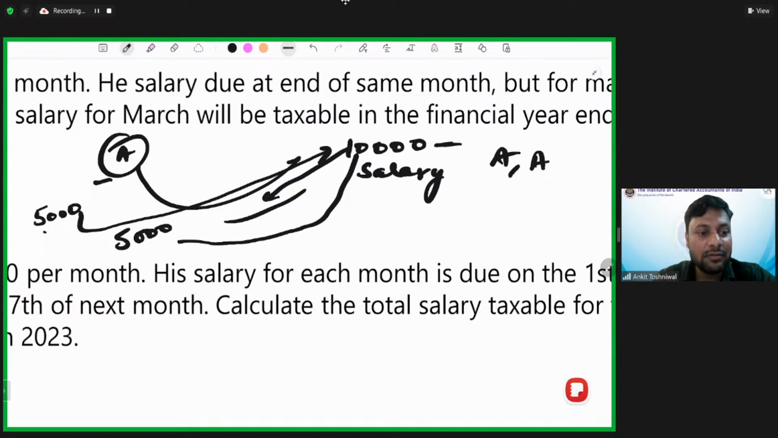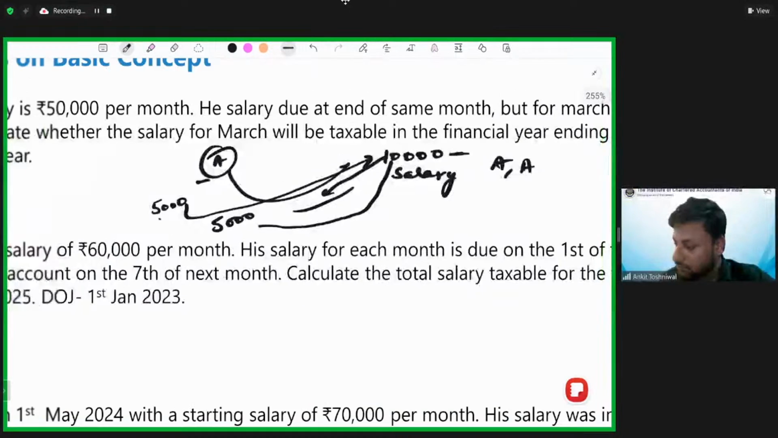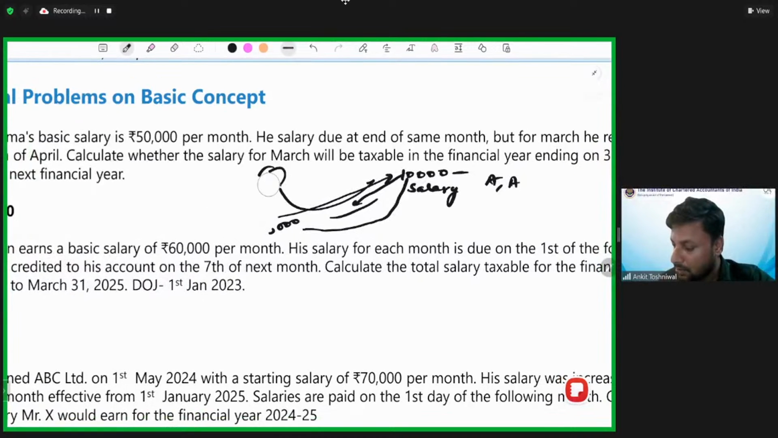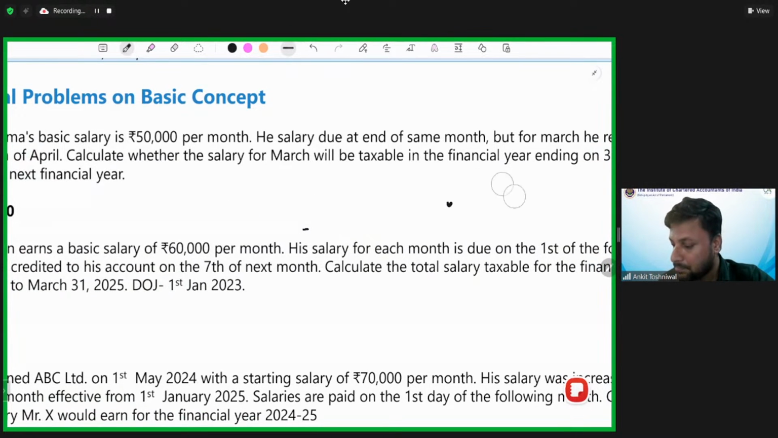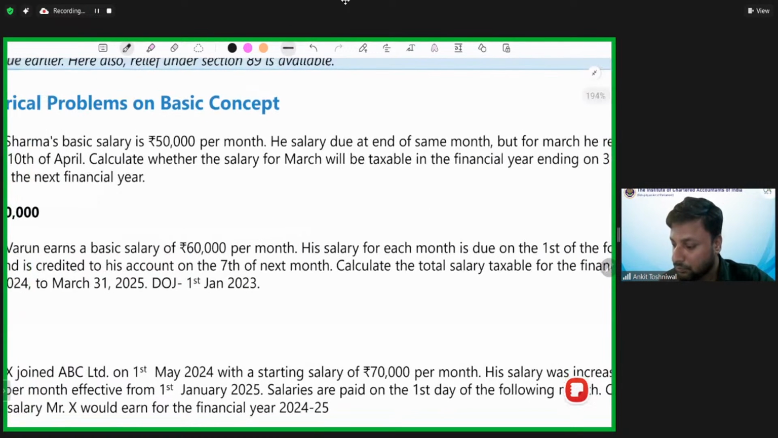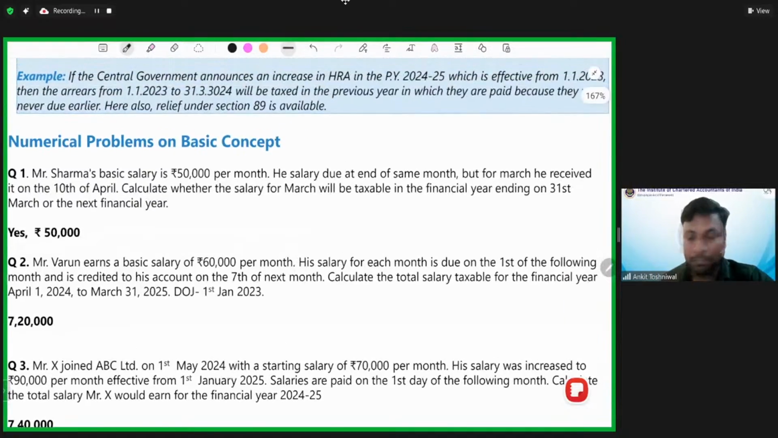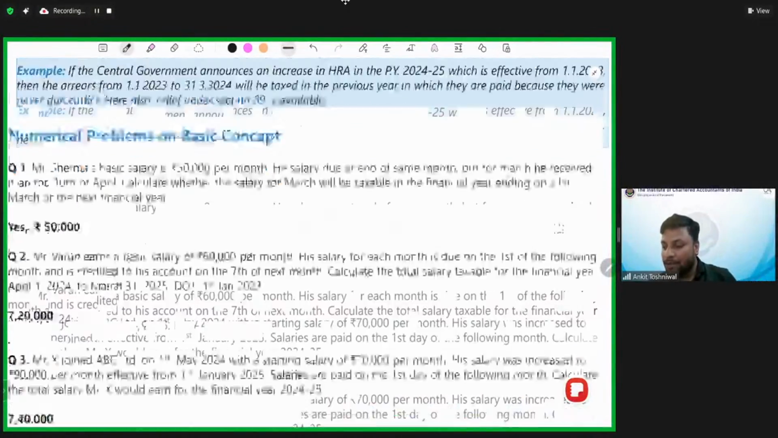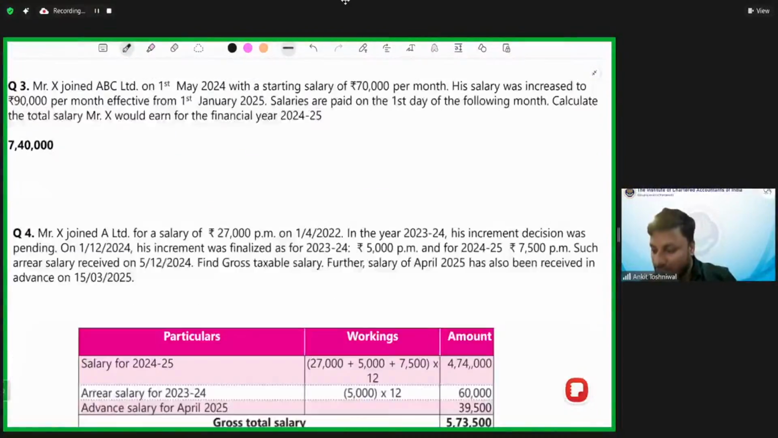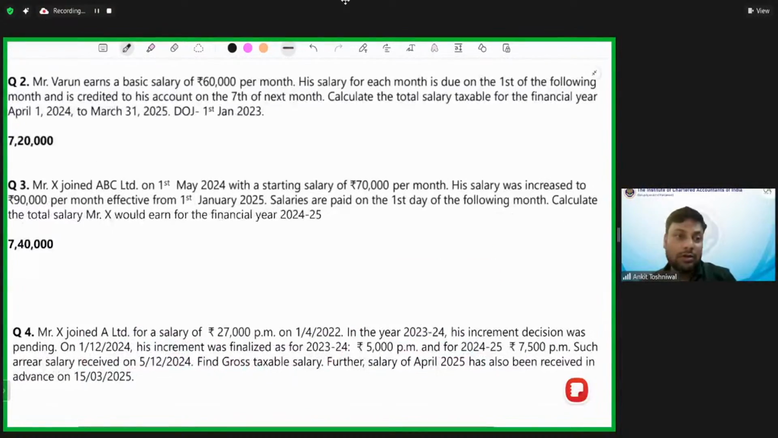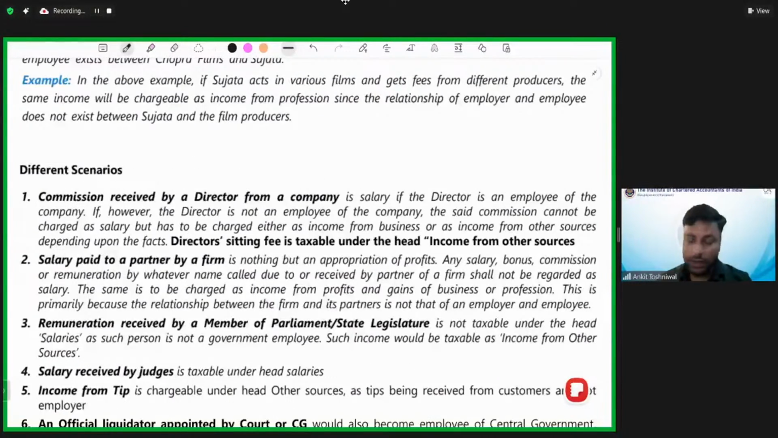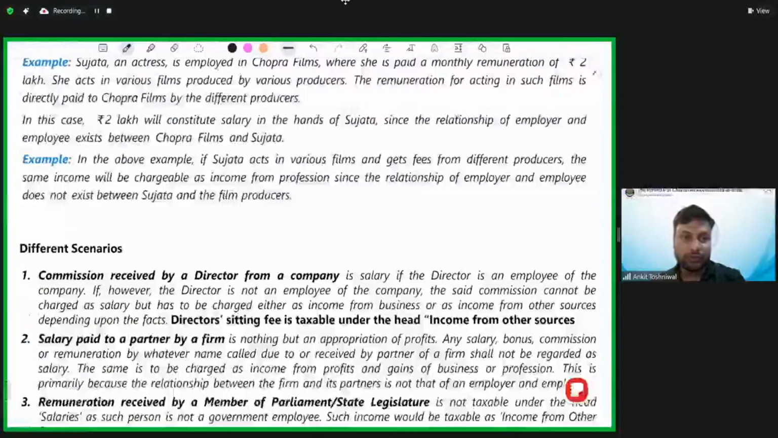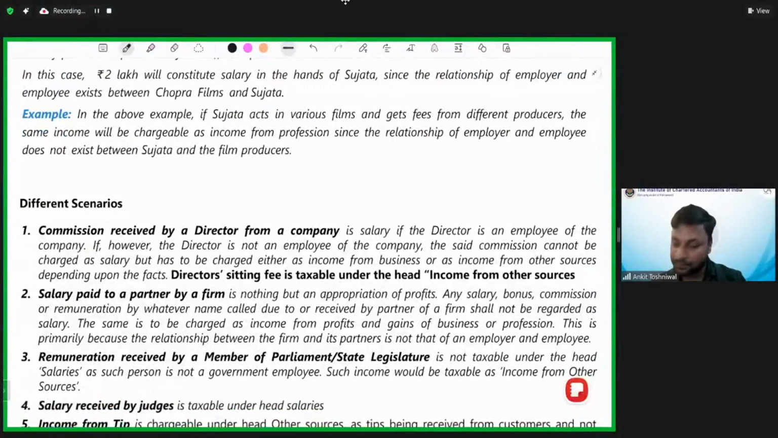Clear now? Clear? Okay. Now this is all about the basics of the salary. That's section 15, and due or received, whichever is earlier. Okay. Now there are some scenarios which we have to discuss.